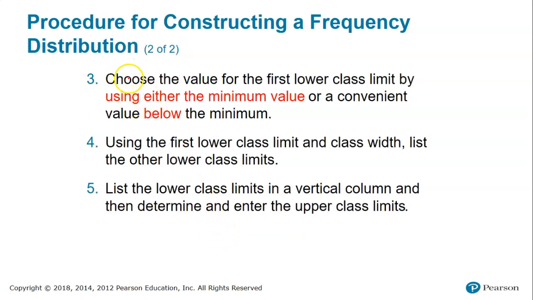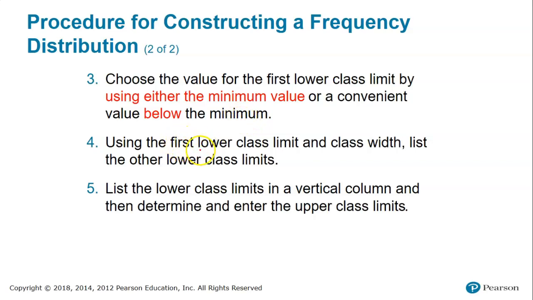Okay, the third step here, we want to choose the value for the first lower class limit by using either the minimum value or a convenient value below the minimum. So it is okay to use the minimum value, or if the minimum value happens to be a really weird number, but if you go a few values below that, you have a nice round number, then sometimes it's appropriate to go to that convenient value that's below the minimum value as your first lower class limit.